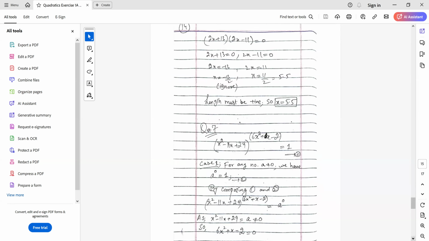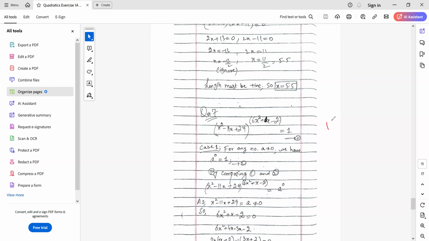This was the question. We considered three cases because this problem doesn't apply the rule of exponents. Rule of exponents is not applicable to this problem. So we just considered three different cases to solve our desired quadratic equation.